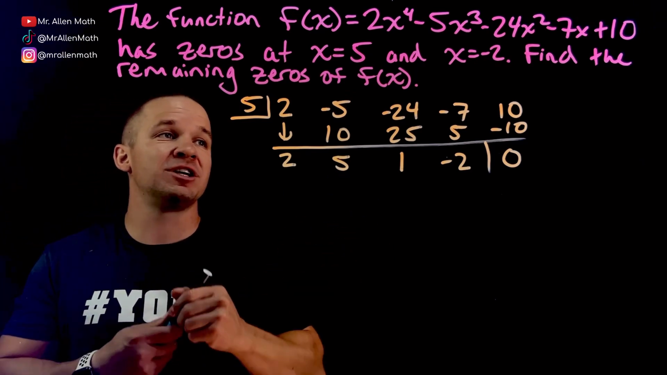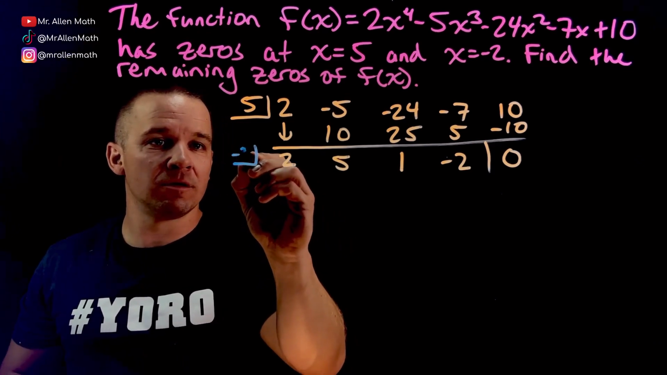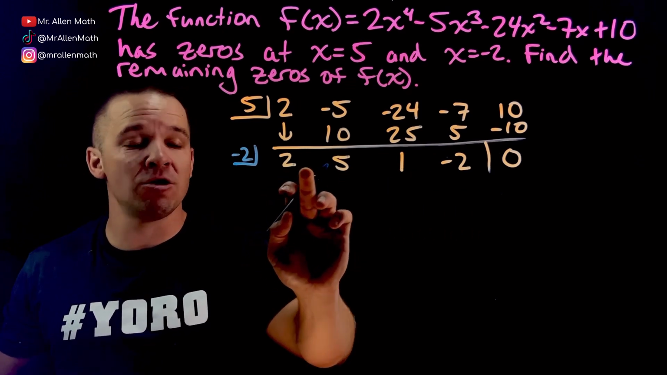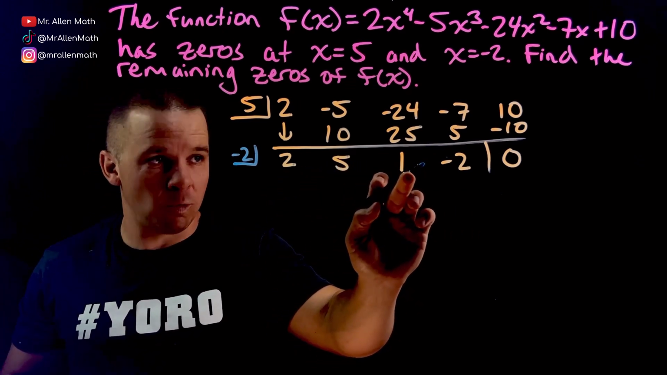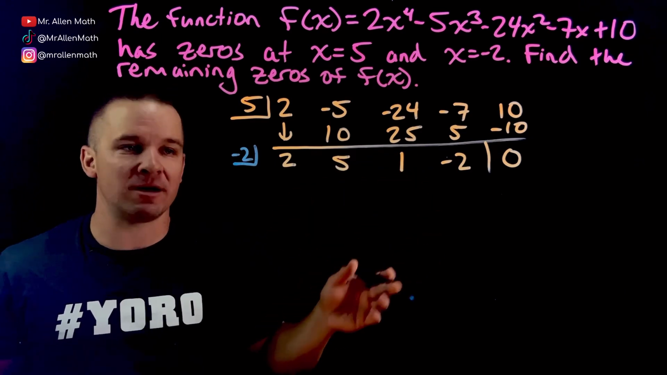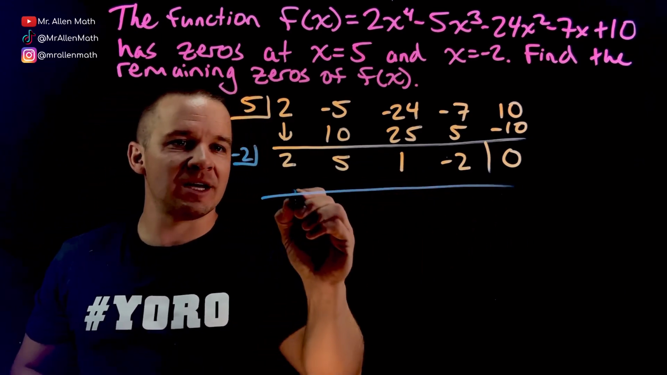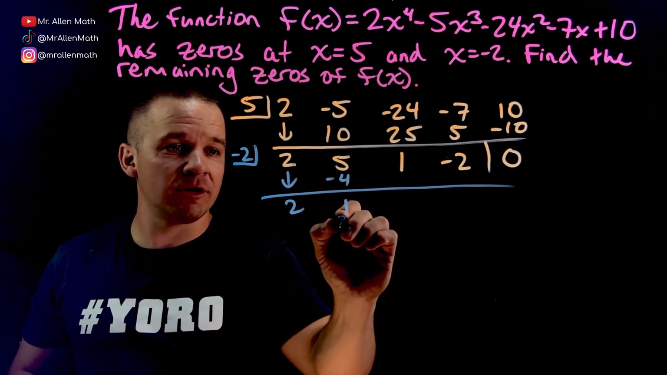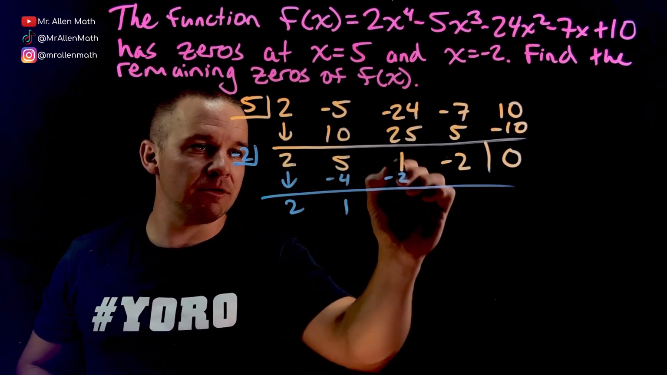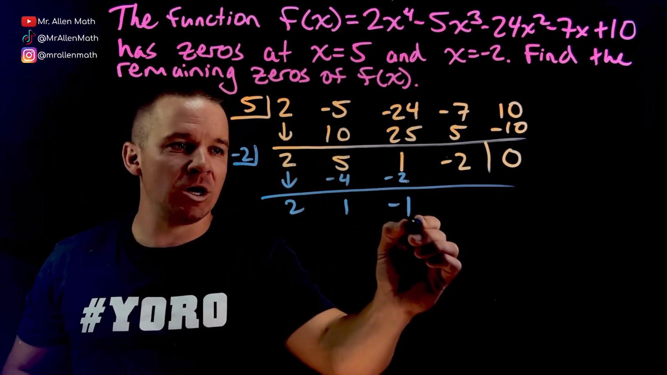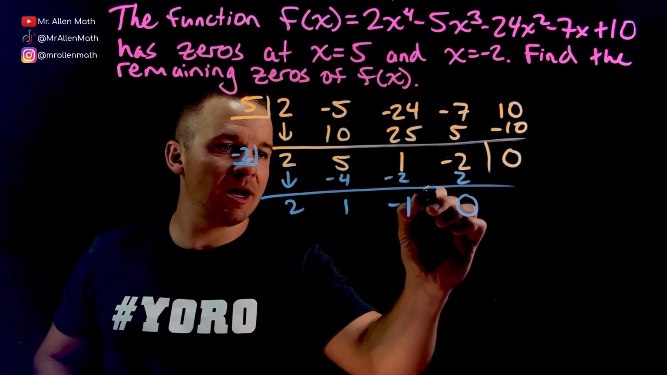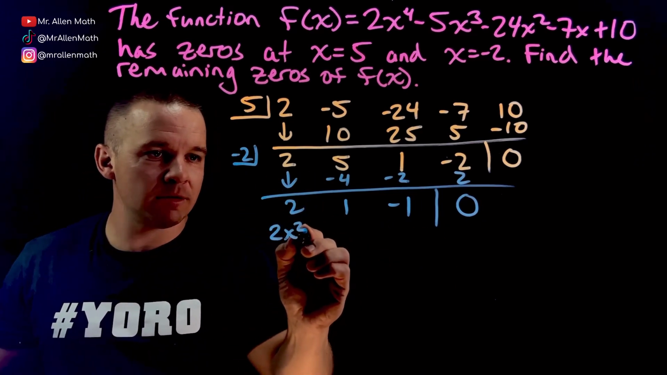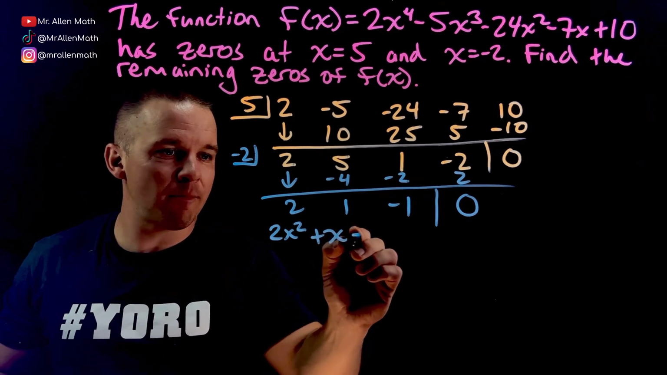Now I'm going to do synthetic division again with my negative 2 in the box and with these numbers right here, because this is really 2x cubed plus 5x squared plus 1x minus 2. It's a cubic right now, right? So a little more synthetic division. Drop the 2. Negative 2 times 2 is negative 4. We add vertically. Multiply, negative 2. Add them, we get negative 1. Multiply, I get positive 2. And once again, I get a remainder of 0. So now I have 2x squared plus x minus 1.